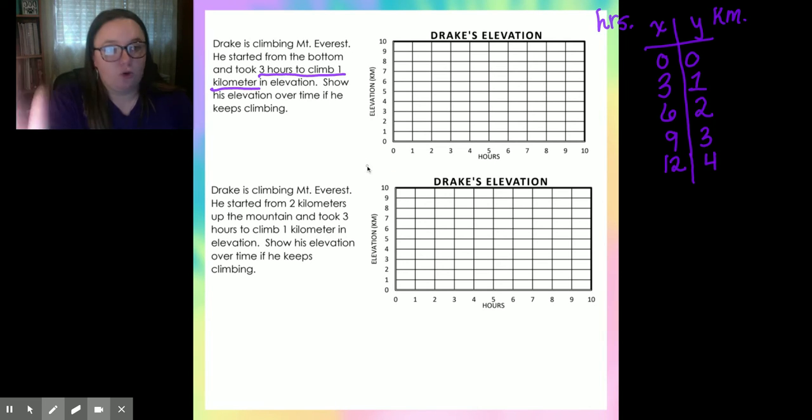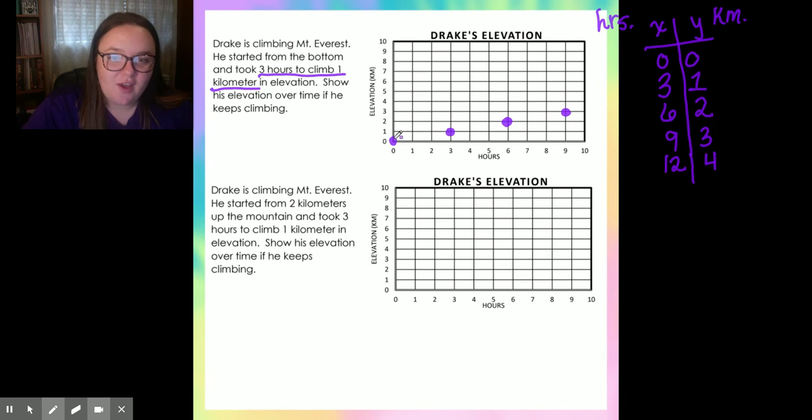I'm going to use that table to graph it, right? Tables are our friends, so let's graph it. 0 hours, 0 kilometers. In 3 hours, it was 1 kilometer. So I'm going to go to 3 hours, 1 kilometer. In 6 hours, it was 2 kilometers. So 6 hours, 2 kilometers. In 9 hours, it was 3 kilometers. And then I would run off the graph. So I'm going to go ahead and connect these points. So look at that. Drake is climbing.